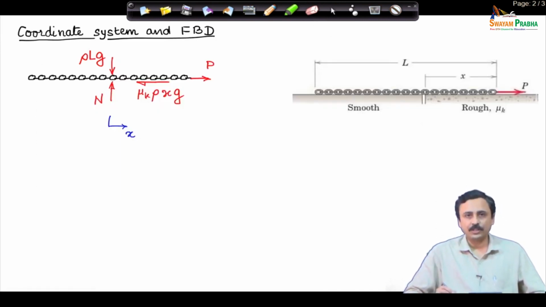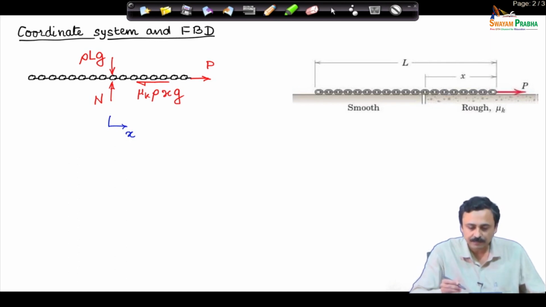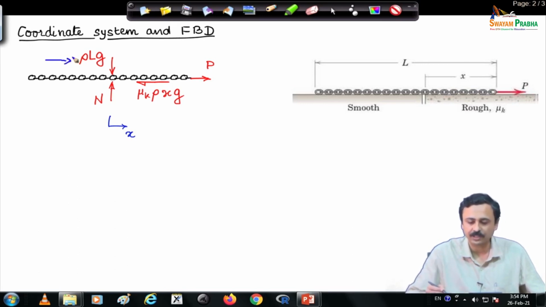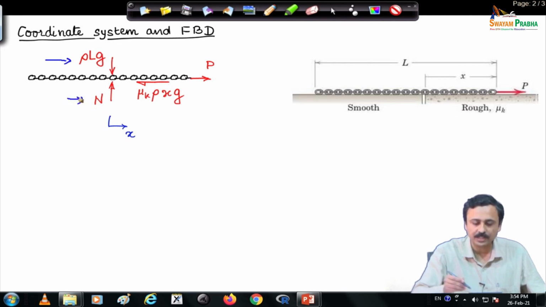The first step is choice of coordinate system and setting up or drawing the free body diagram. The coordinate system is trivial, it is one dimensional motion. I have taken the x coordinate as shown. In the free body diagram, you have to understand a few things. The net weight of the chain is shown here, and the net normal reaction from the ground is shown here with N.